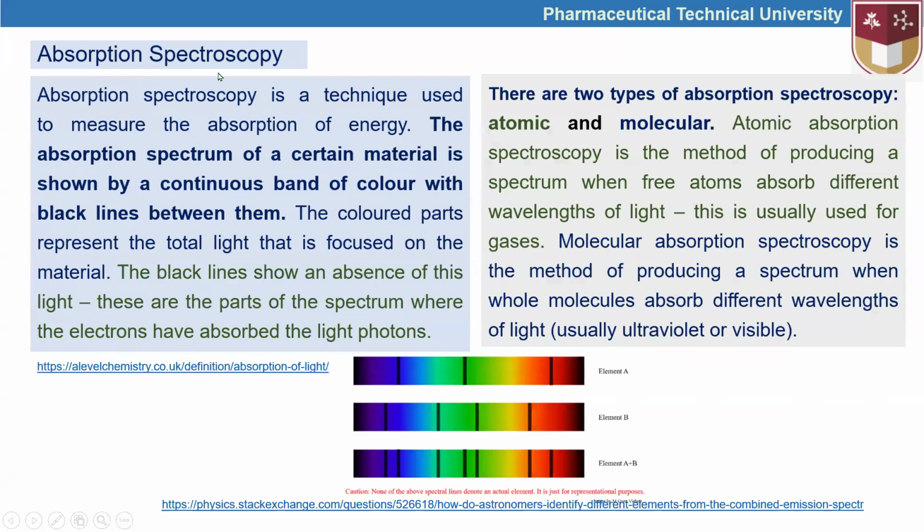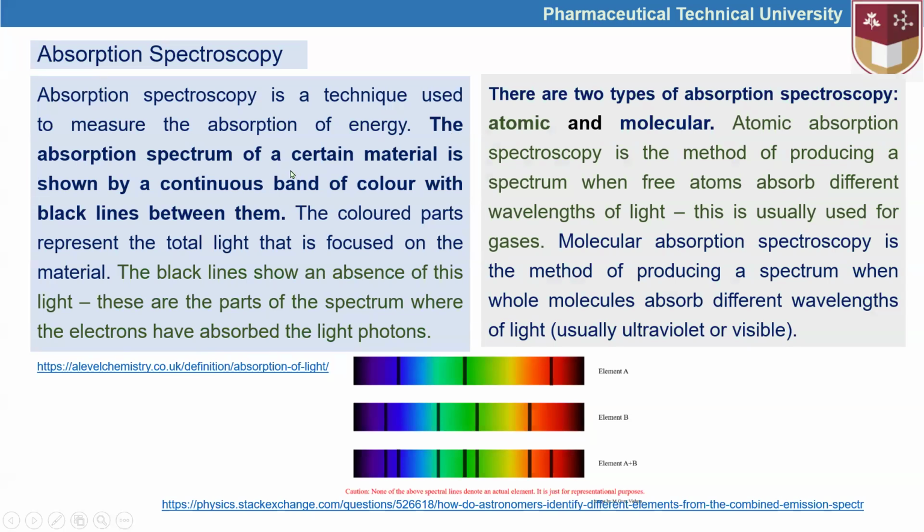Okay, this is about absorption spectroscopy. Again, absorption spectroscopy is a technique used to measure the absorption of energy. The topic is emission spectroscopy, but to deeply understand the differences and the mechanism of action of absorption spectroscopy and emission spectroscopy, we are going to repeat the absorption spectroscopy a bit.